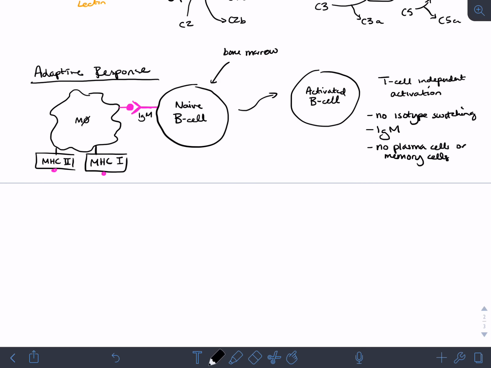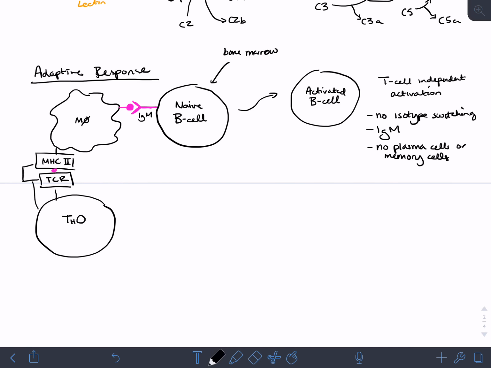Okay? So in T cell dependent activation, you have a T helper cell, and this T helper cell is also naive. This T helper cell has a T cell receptor for MHC2. And let's erase the MHC1 because it's not relevant over here. This T cell receptor has specificity for this MHC2. What's going to mediate this bond is the CD4, because T helper 0 cells are CD4 positive T cells. And then, just like we talked about in viral infections, you're going to have B7 from the macrophage side and CD28 from the T helper cell side.